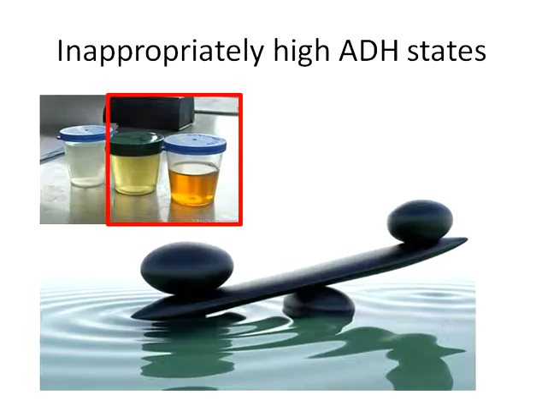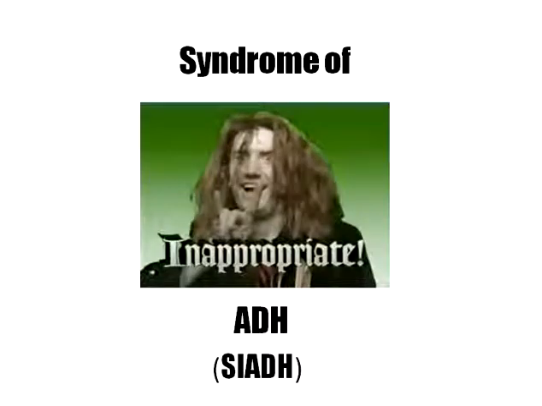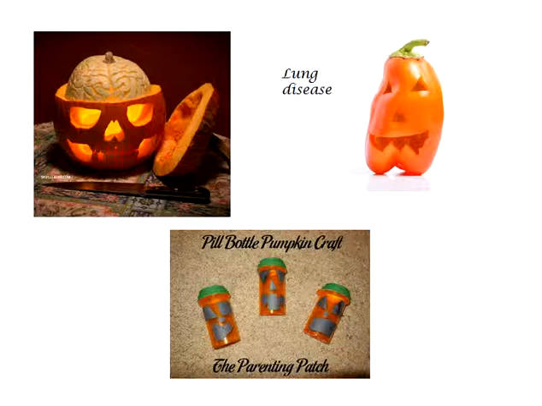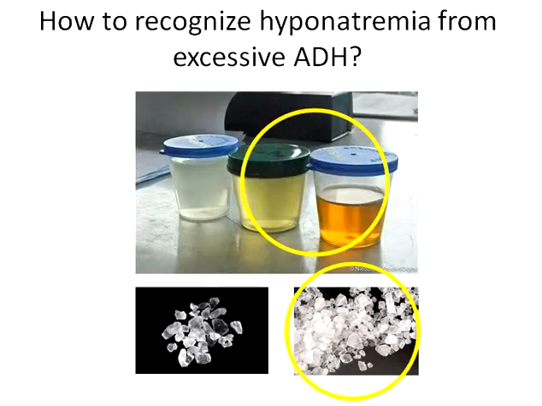Now let's move to inappropriately high ADH states. So that's our SIADH. It can be caused by brain trauma or brain tumors or brain hemorrhage. It can be caused by lung disease, including lung cancer, pneumonia, COPD, and multiple medications. How do we recognize hyponatremia from excessive ADH? We are going to see urine that is not maximally dilute, and we are going to have high urinary sodium, usually more than 40.